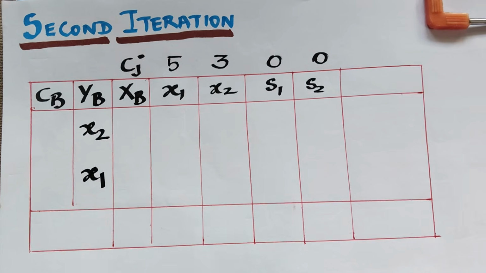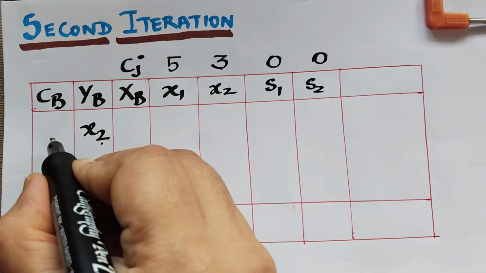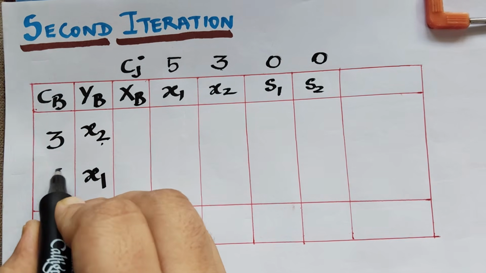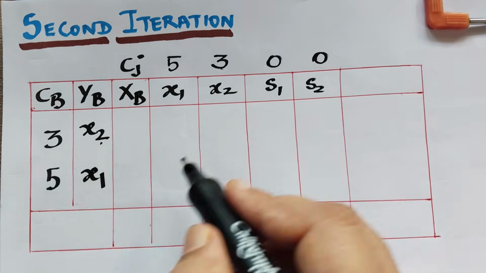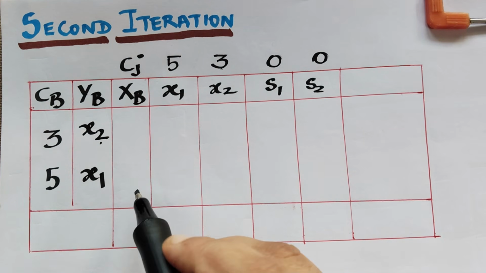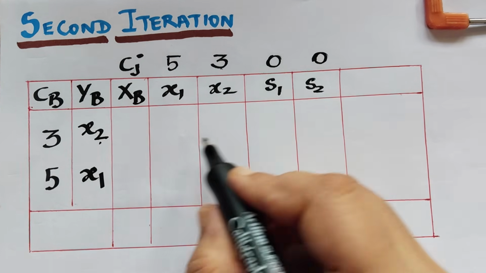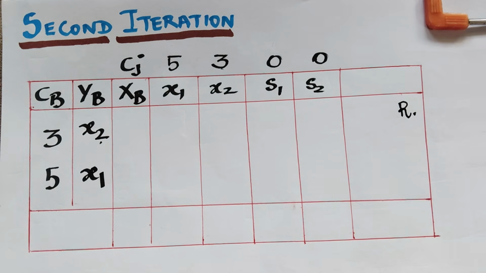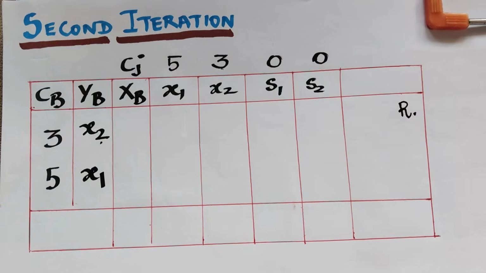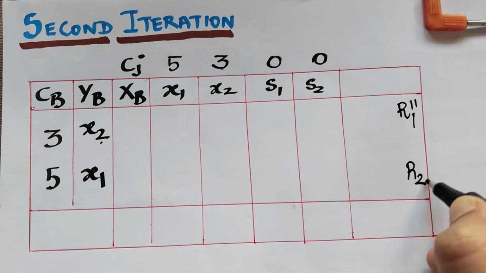And what is the cost of X2 in the objective function? It is 3. So that 3 we have to write here. And we know that for X1 it is 5. So we have to write the cost from the objective function. Now all this we have to find now. Again we have to perform the row operations. Now maybe we can represent this one as row 1, then row 1 dash. We can represent this as row 1 double dash, and this can be represented as row 2 double dash.